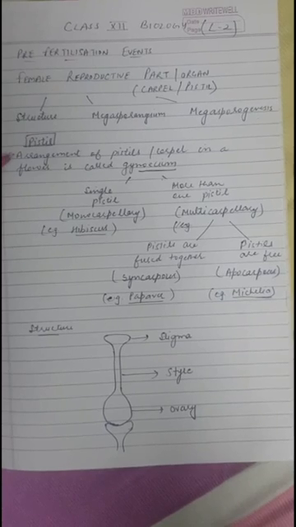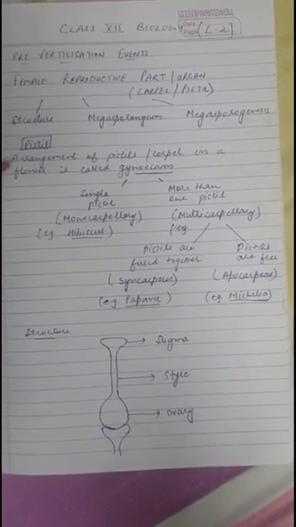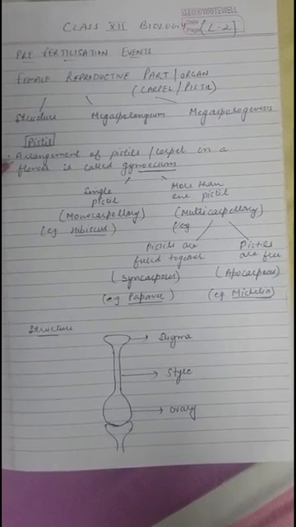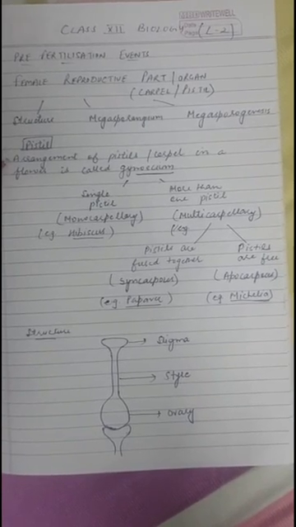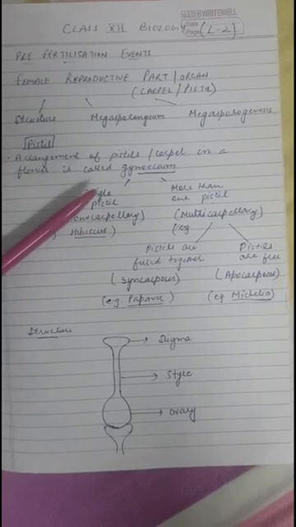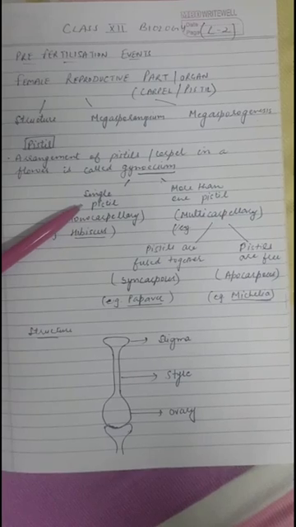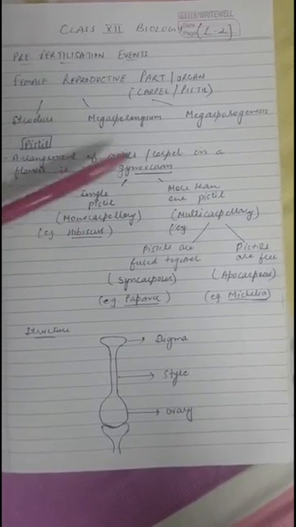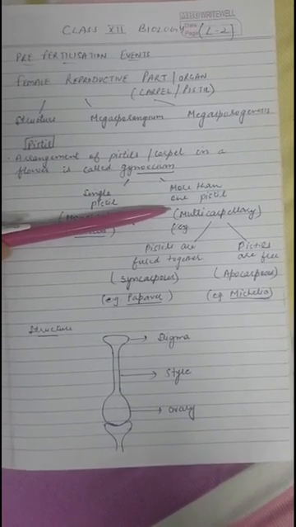So the pistil, other name is carpel. The arrangement of pistils or carpels in a flower is called gynoecium. In this case, if the gynoecium has only a single pistil, then it is called monocarpellary, and if it contains more than one pistil, then it is called multicarpellary.